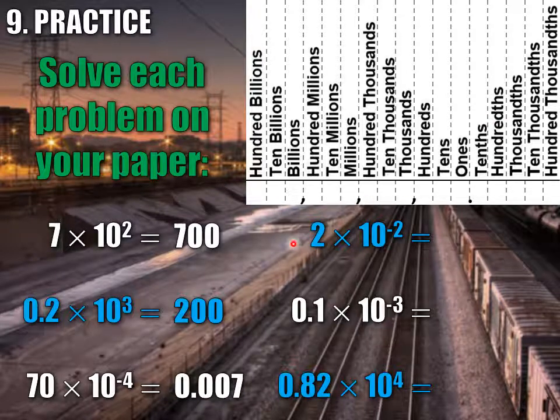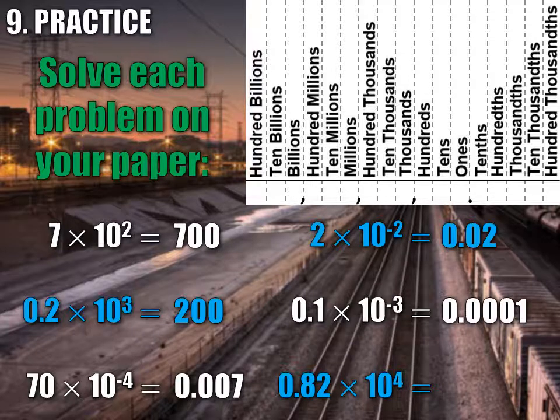The next problem, 2 times 10 to the negative 2, we'll start in the ones place, and we'll get it 2 spaces smaller since it's a negative 2. In the ones place, 2 spaces smaller, 1, 2. We're in the hundredths place, it's 0.02. 0.1 times 10 to the negative 3, starting in the tenths place, our number will get 3 places smaller, 1, 2, 3. So now we'll be in the ten-thousandths space, and then the answer will be 0.0001.